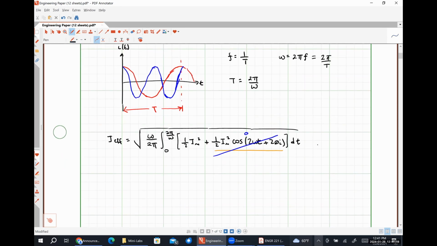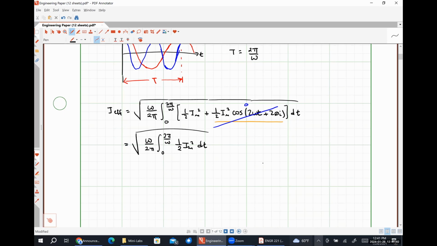Okay. So we're left with just this stuff over here. We would have the square root of omega over 2 pi times the integral from 0 to 2 pi over omega of 1/2 the square of our current magnitude. And the square of our current magnitude is a constant that we can take outside of our integration, and the 1/2 is as well, right? So that's going to give us 1/2 I_m squared times omega over 2 pi times the integral from 0 to 2 pi over omega of dt.